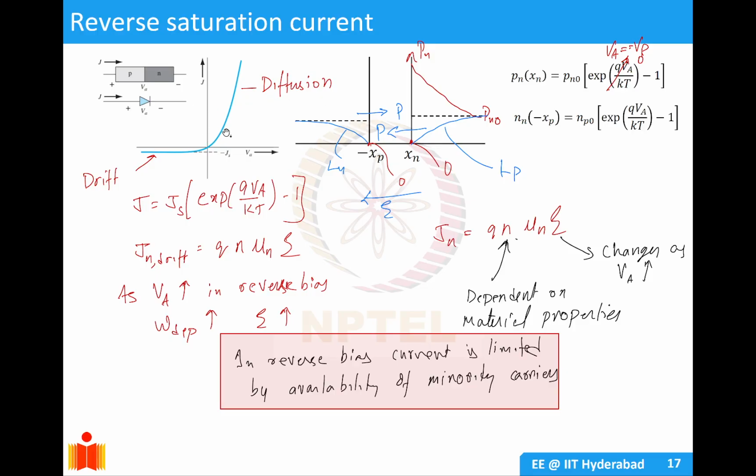So we have already studied this. So this is diffusion and this is drift current.